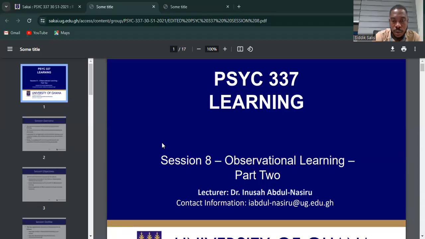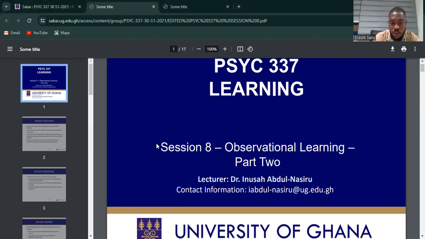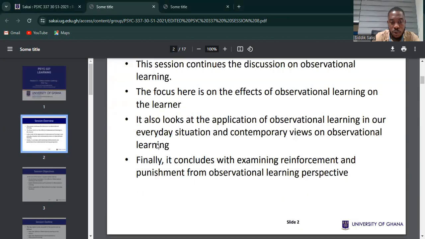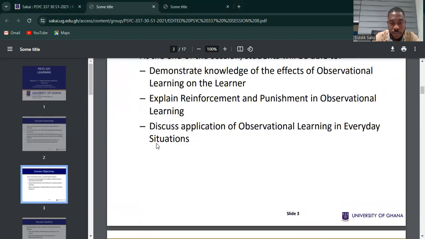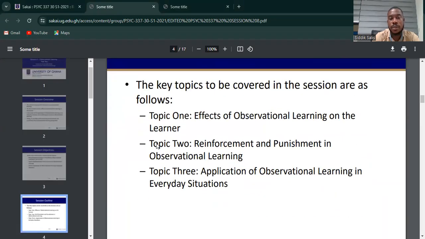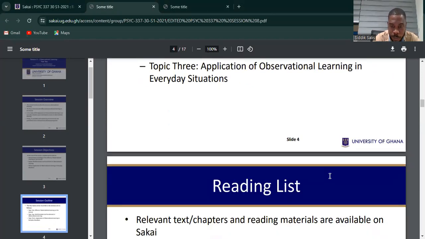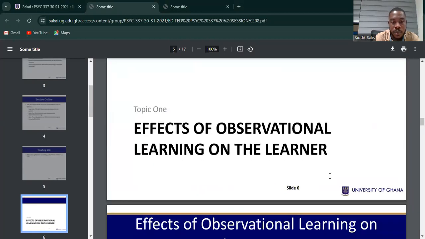Okay, so this is part 2, and then we'll be out of here. Very few slides, we're almost done. What do we expect in the slides? The outline: effects of observational learning, which we are on, and reinforcement and punishment in observational learning. We are done with that. Then we come to the application of observational learning in everyday situations. That's why I rushed here.